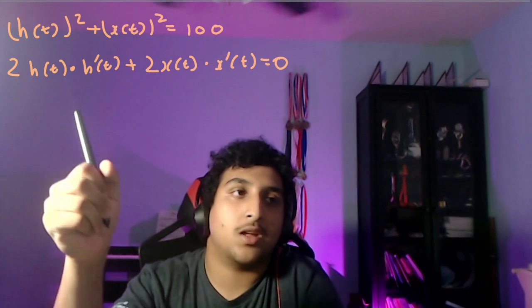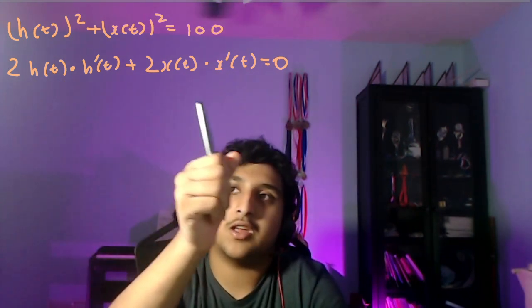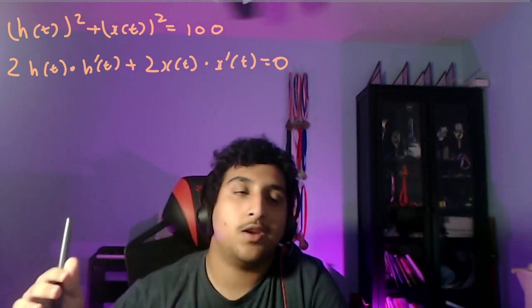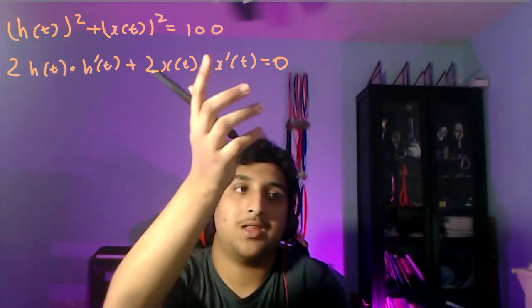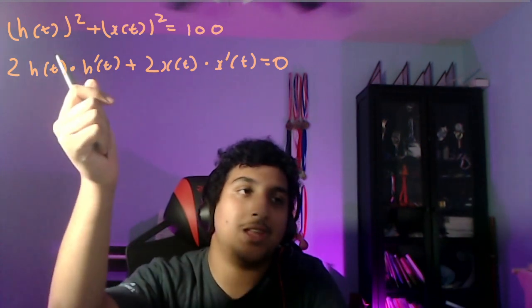What's nice to know is that we already know most of this. In fact, we know h of t, we know x of t, we also know x prime of t, right? So always try to find a way to derive stuff. Find a way to implicitly derive like this. We're basically implicitly deriving based on t.